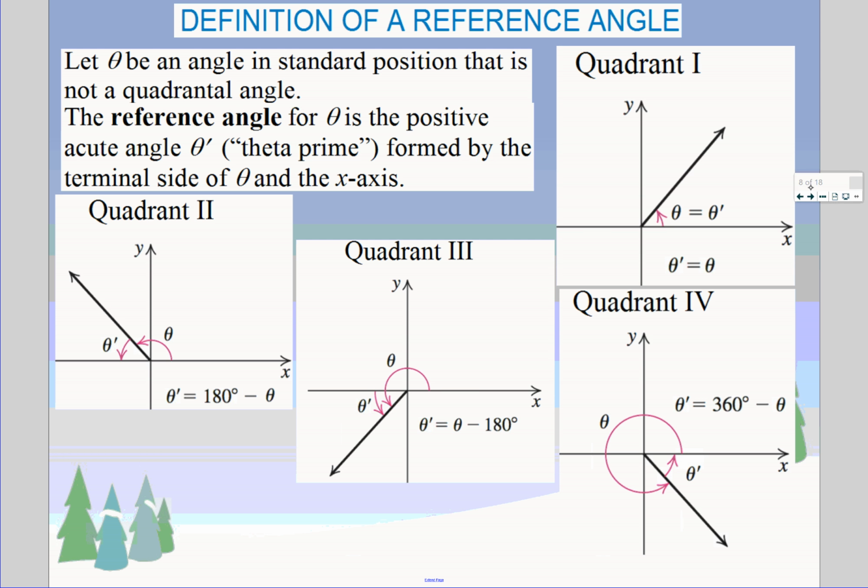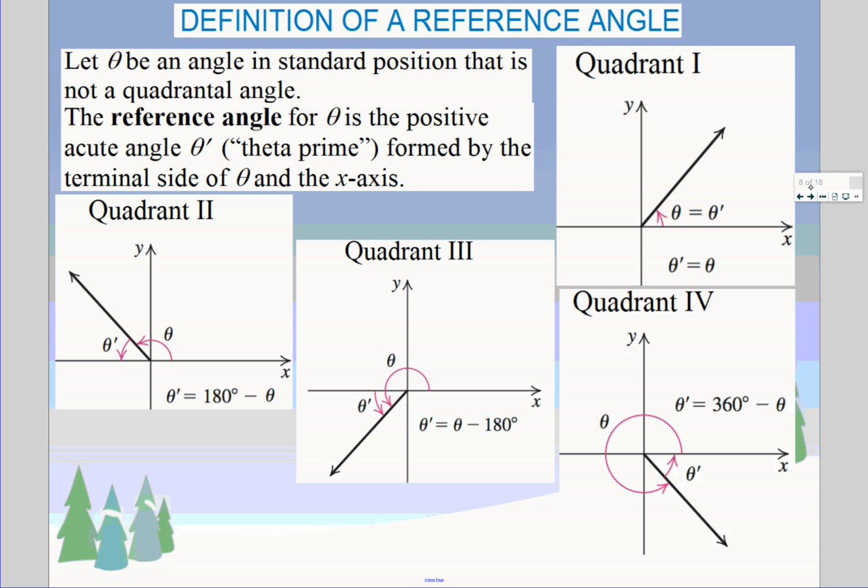Okay, last definition is a reference angle. So reference angles are like that little theta prime I drew in that first example today. It's not our original rotation, but a reference angle is useful because its trigonometric values are equal to the larger value, or the larger rotation.